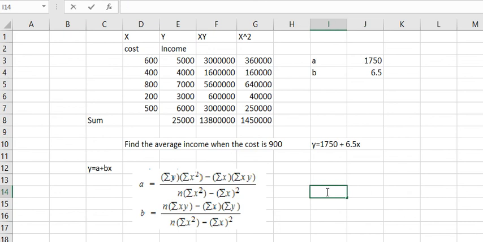So we have 1750 plus 6.5 multiplied by 900. And we got about 7600. This is the end.